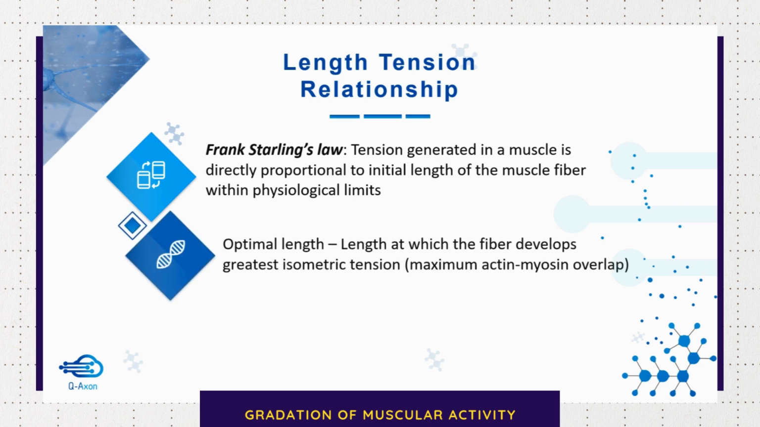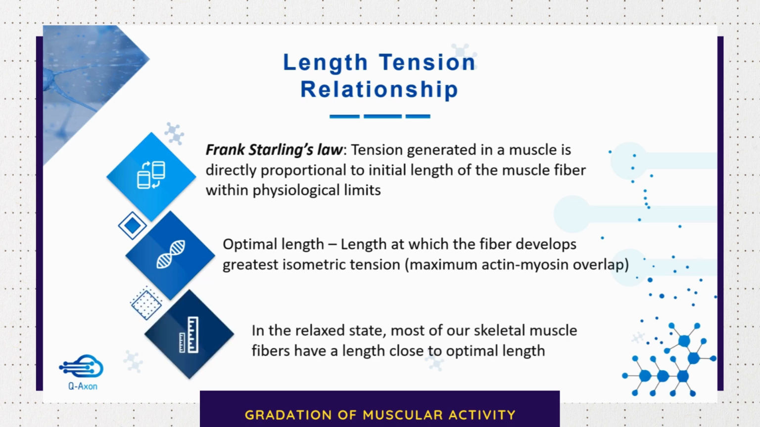The optimal length is defined as that initial length at which the fiber develops greatest isometric tension. This is because the actin-myosin overlap is maximum at the optimal length. That is why the highest tension, the maximum tension, is possible at this optimal length. Now, in the relaxed state, most of our muscles luckily have a length close to the optimal length. So we just have to stretch it a little in order to increase the tension further.